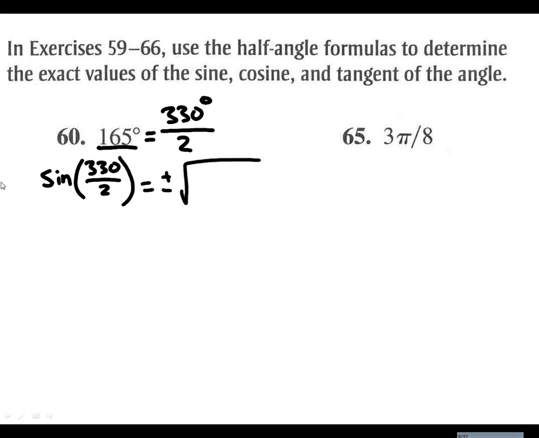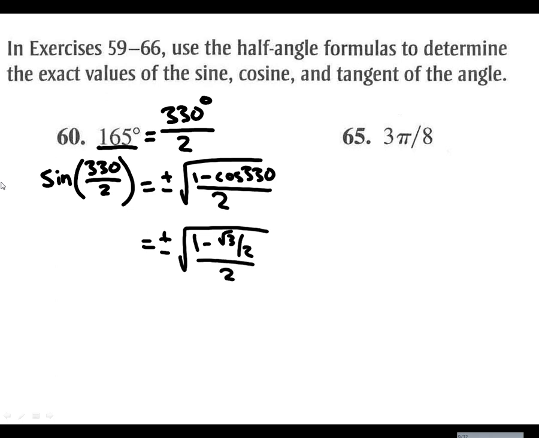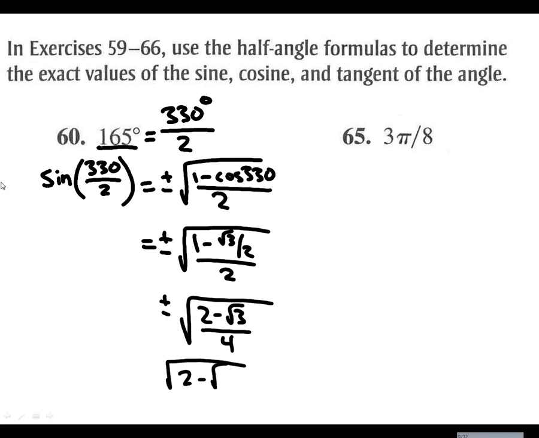And so on this one, we're going to do plus or minus the square root of 1 minus cos of 330 all over 2. And so that's equal to, the cosine of 330 is root 3 over 2, all over 2. Going to clean this up, and we're going to have plus or minus the square root of 2 minus rad 3 over 4. Can't do the square root of the top, but we can certainly do the square root of the bottom and get rad 2 minus rad 3 all over 2. And now we need to make a decision whether we're positive or negative.